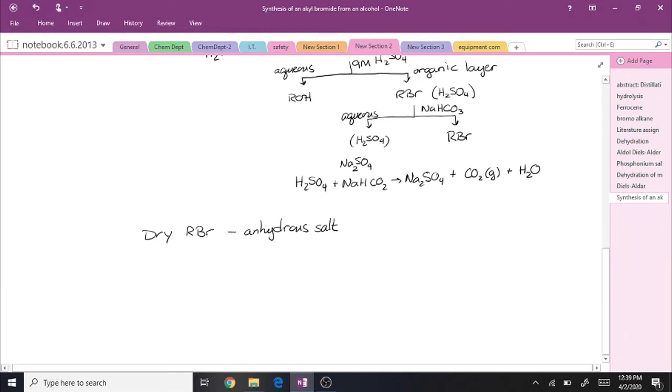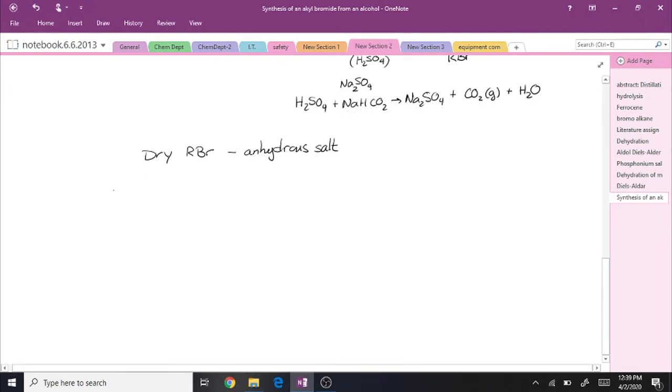We have anhydrous sodium sulfate, calcium chloride, and magnesium sulfate. But you do need to dry the solution, and at that point you can decant if you used sodium sulfate, or filter if you used one of the other drying agents, to isolate your purified and dried bromoalkane.